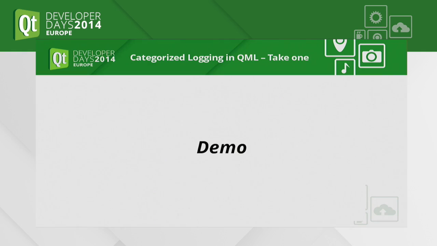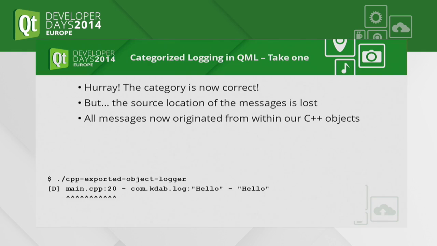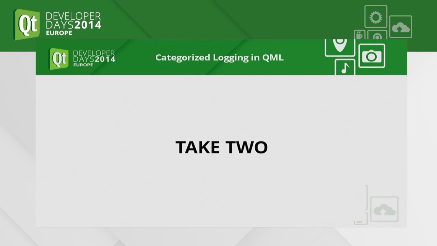So that's bad. We don't want that. Let's move on. Yeah, the category is correct, but the source location message is lost. And we got that wrong line number there. So let's build on that. That's a good idea, but we need to make some adjustments.